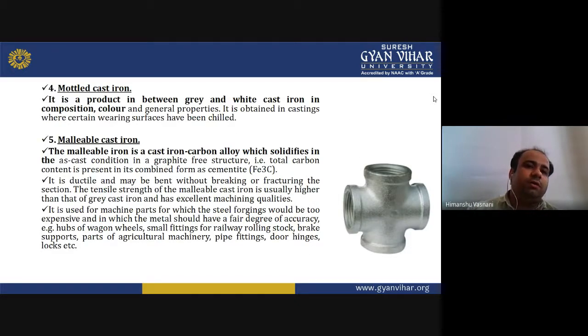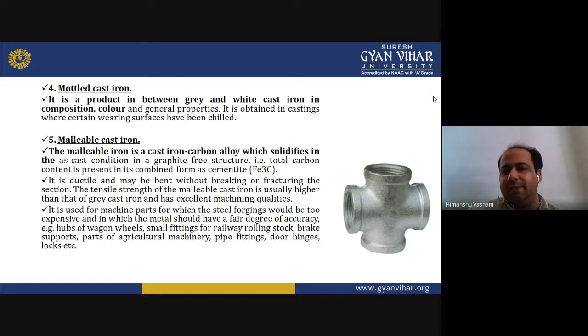Now, mottled cast iron. It is a product in between the gray and white cast iron in composition, color, and properties. We have studied the composition of gray cast iron and white cast iron in the previous slides, so you can discuss composition from there also. So it is obtained in castings where certain wearing surfaces have been changed.